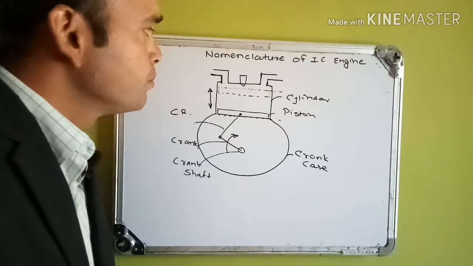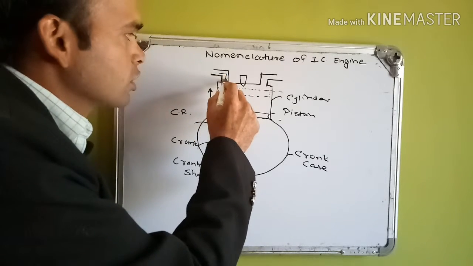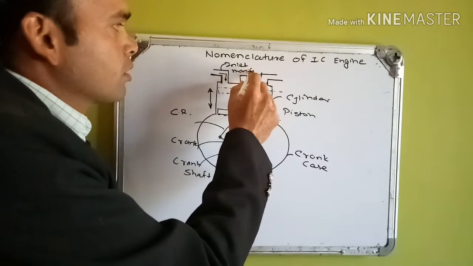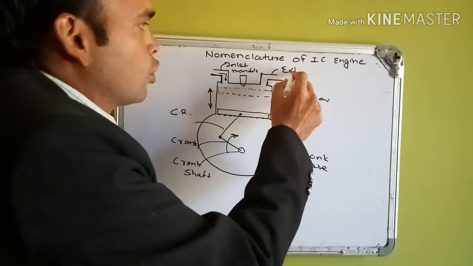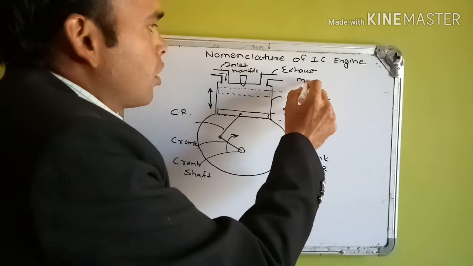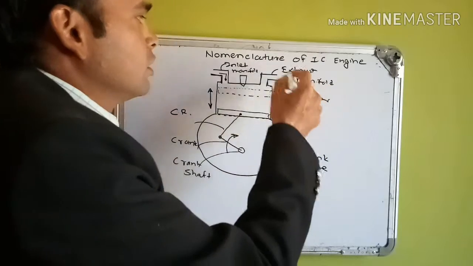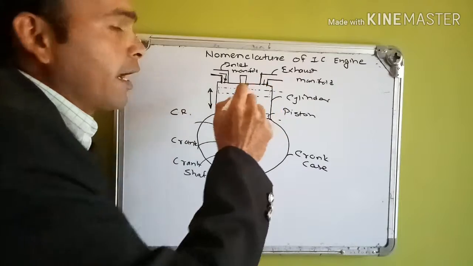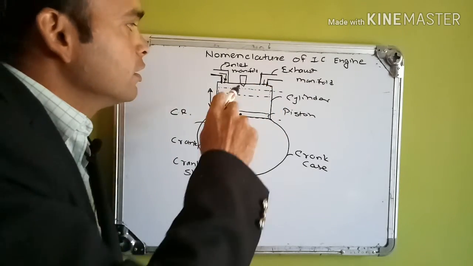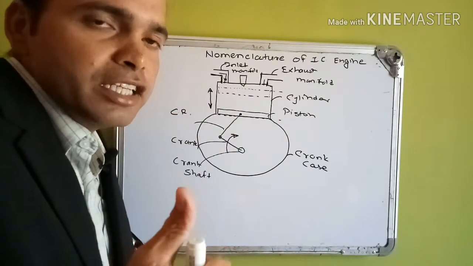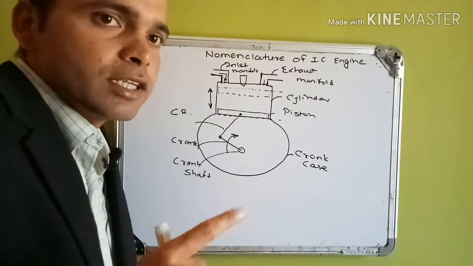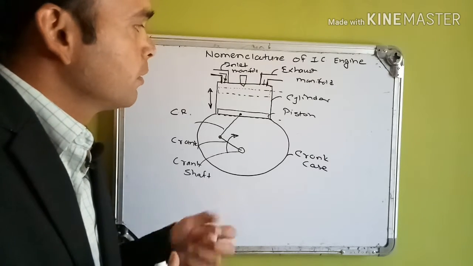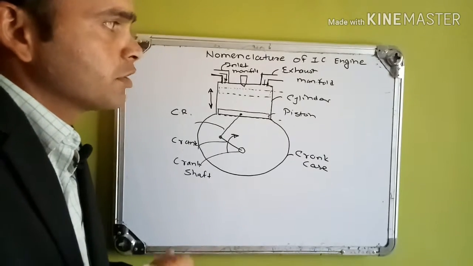Now this section is called the inlet manifold or inlet port, and this is called the exhaust manifold or port in case of a two-stroke engine. And in this inlet and exhaust manifold, the inlet and exhaust valves are mounted. This central device is called the spark plug in case of a petrol engine, and it is called the fuel injector in case of a diesel engine. The function of both is different. Now in the nomenclature, we have to understand different things.